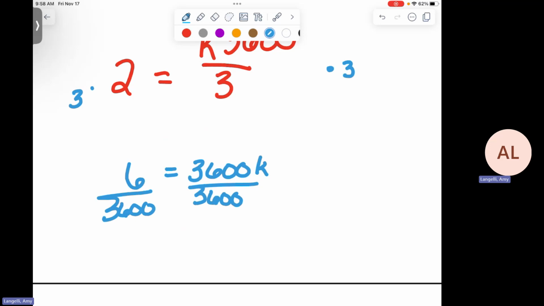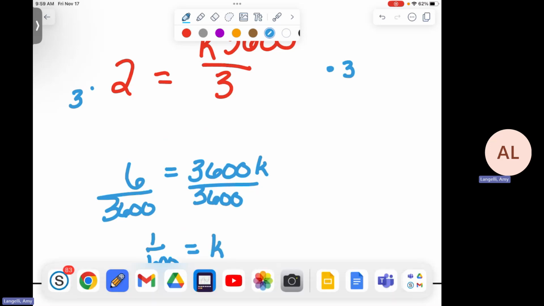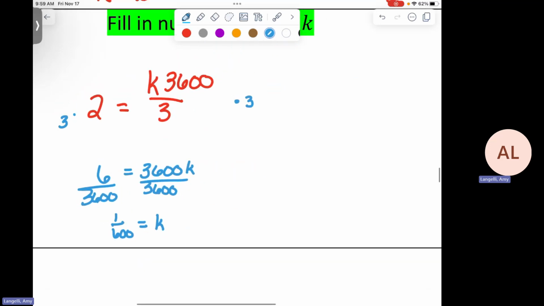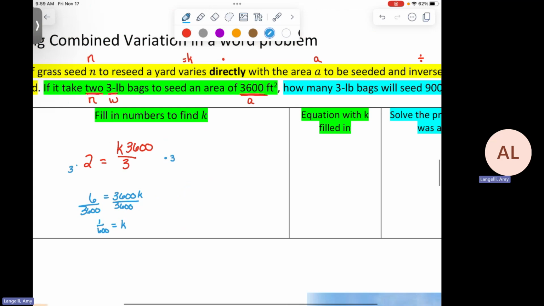Oh dear. Is that 1 over 600? I don't have my answer key on me, but I'm pretty sure that's 1 over 600. Okay, I'm just going to roll with it. Usually I check with my key, but I think we're good. 6 times 6 is 36. So 1, yeah, we're good.